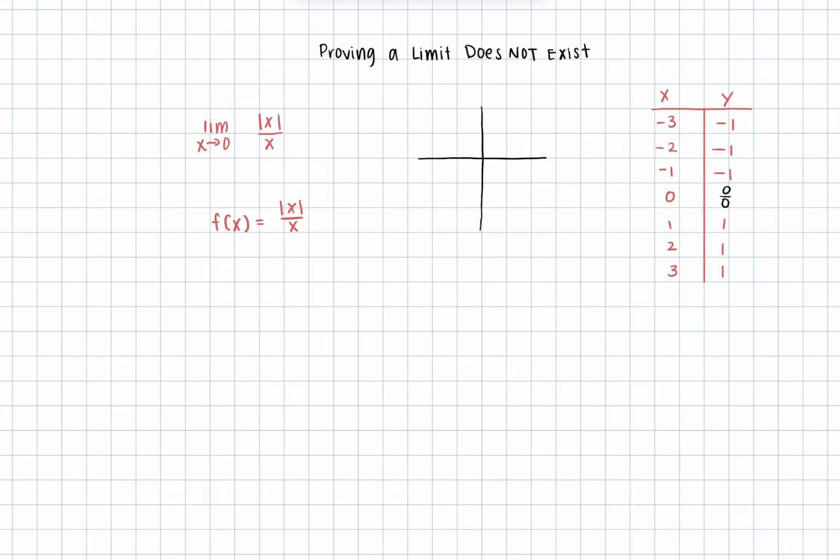So looking at the table over here on the right, we see we have a set of x values and y values. And we notice that at x equals 0, we have 0 over 0. And remember, this is undefined, UND for undefined. So when I graph this, it's going to look something like this.